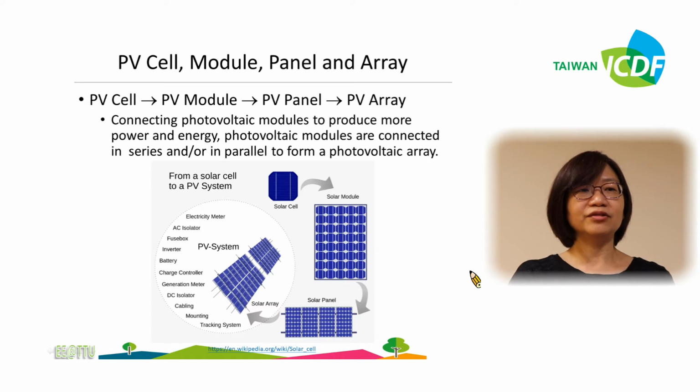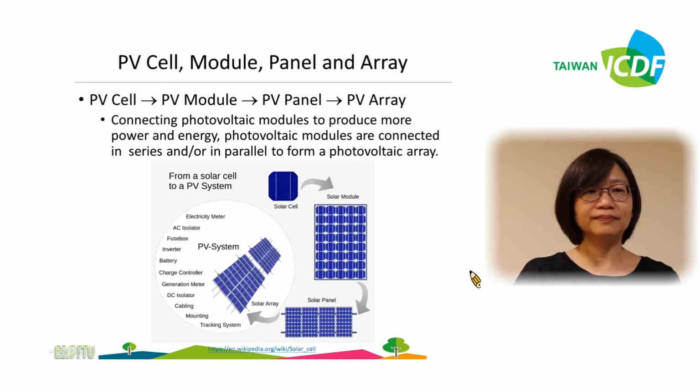So we connect 60 or 72 or even 96 PV cells to form a PV module. And then put the PV modules either in parallel or in series to form the PV panel. And then we have the array constructed in the overall system.